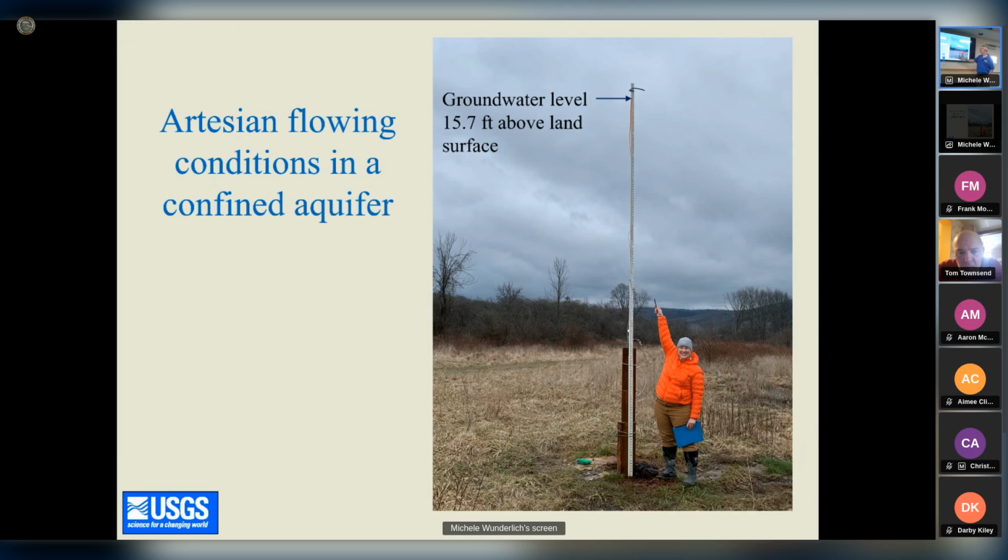So a water table well here would be 5 feet below land surface. So there's a big gradient for water, or water wants to move up if it can. It's under pressure. Okay.